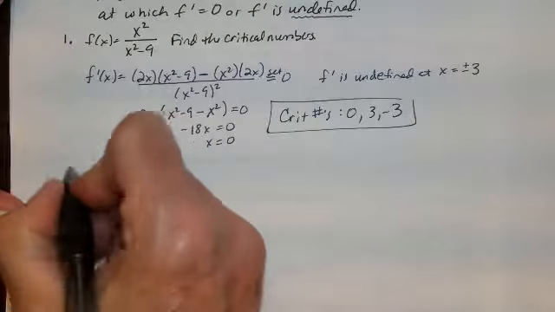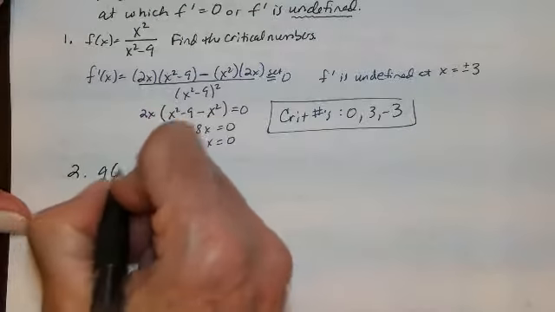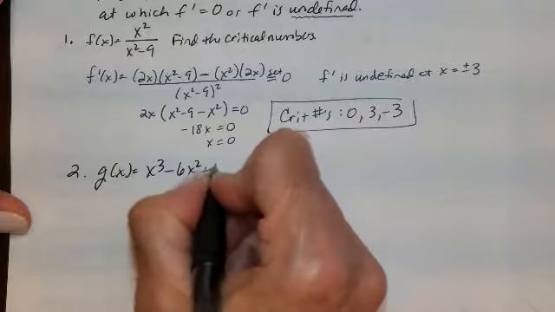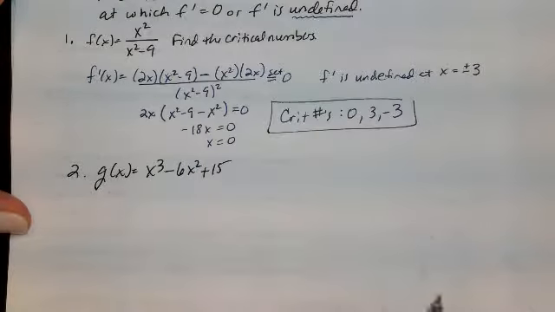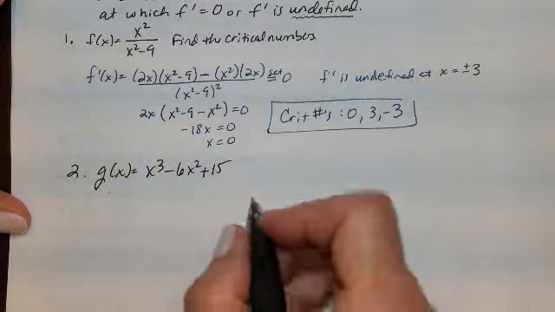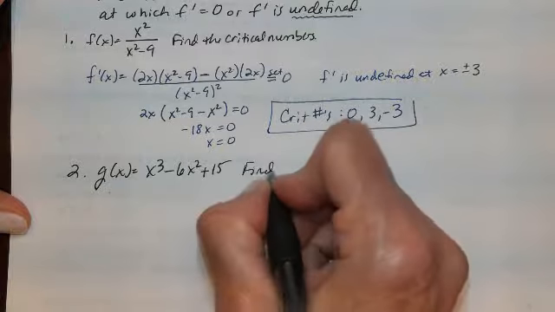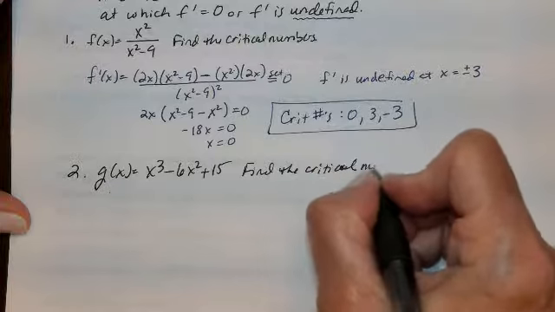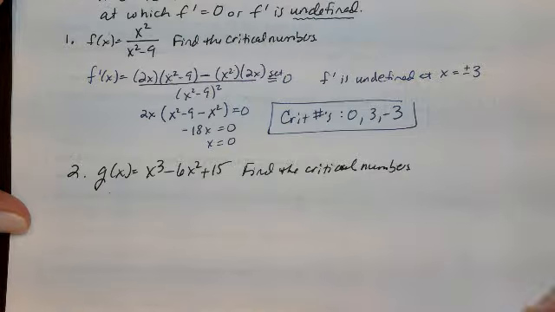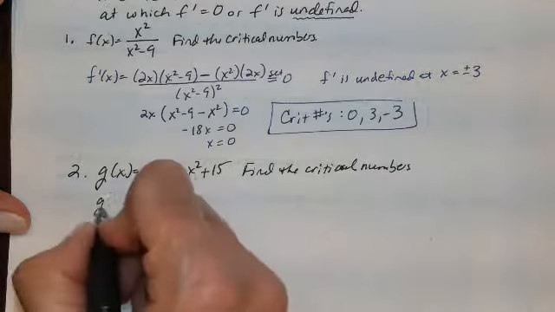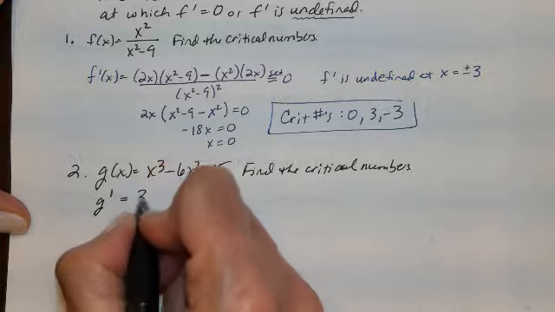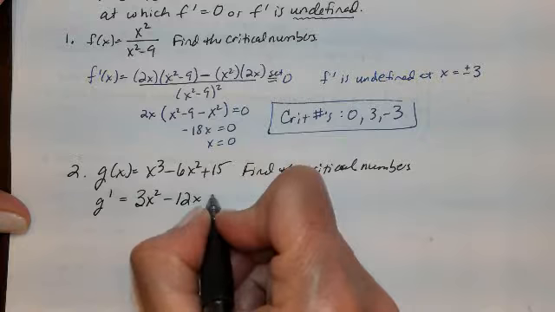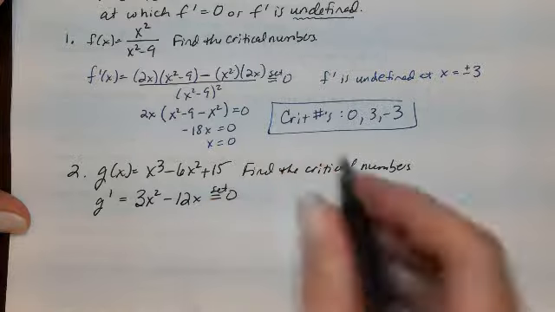Okay, example 2. What about this one? G of x is equal to x cubed minus 6x squared plus 15. Okay, no denominator this time. Find the critical numbers. Okay, so we take the derivative: 3x squared minus 12x, set it equal to 0.